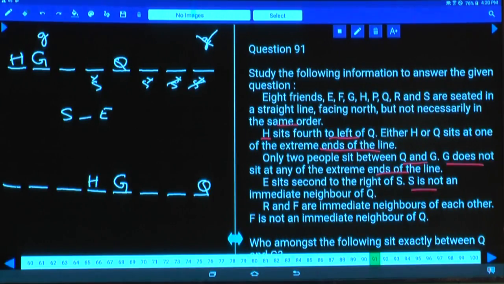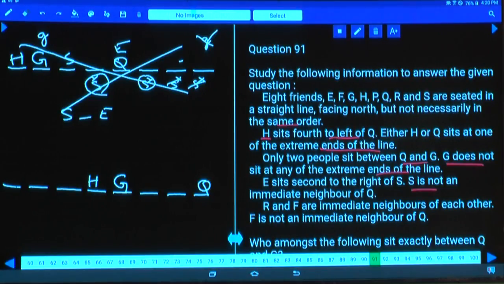Then where should this S be? Tell me, is there any place for this S in this one? E sits second to the right of S, S is not an immediate neighbor of Q, S cannot be here. S cannot be here as well, because if S is here, E must be here. S cannot be here, and the first case is completely ruled out. Now we are left with the second case.